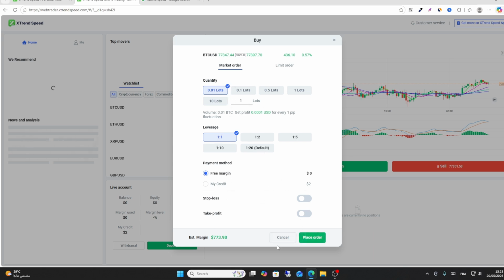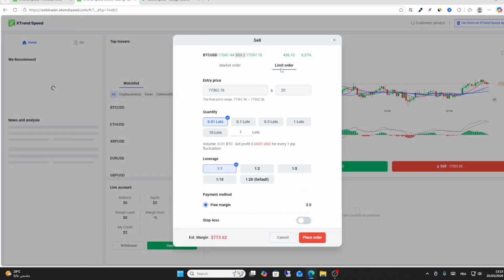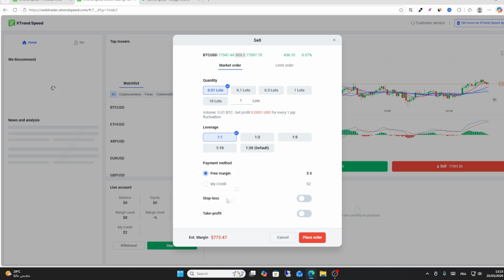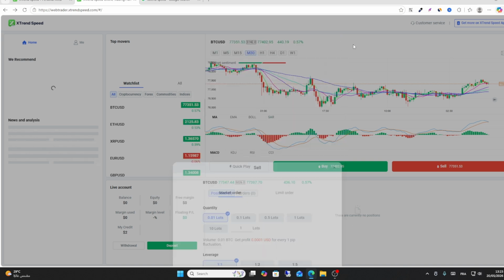You can also sell from this option. Click on sell. You have limit order, market order, leverage, stop loss. You can place the order. Basically, it is simple to start trading.